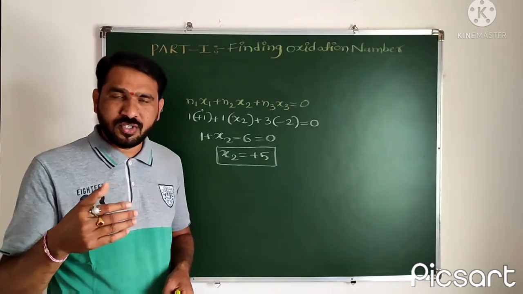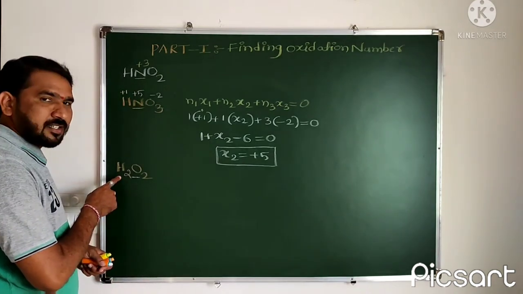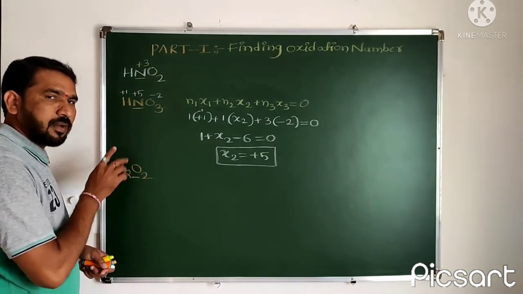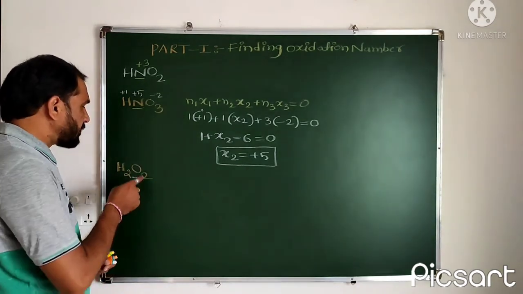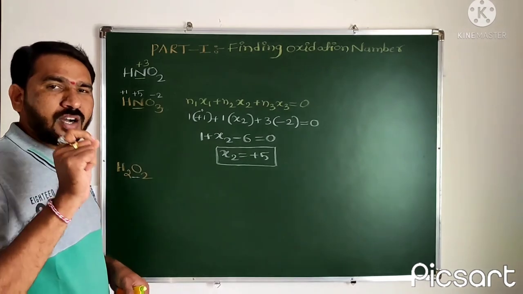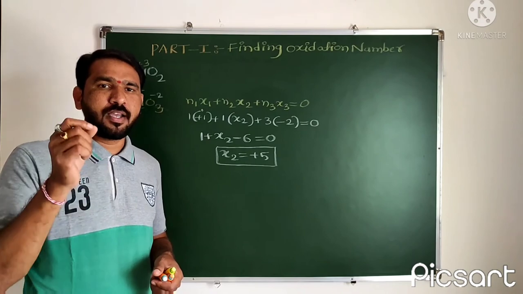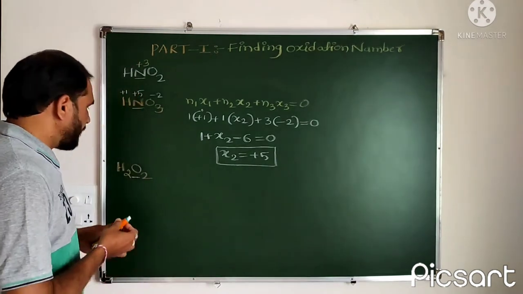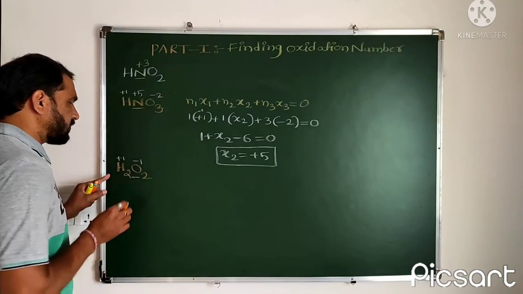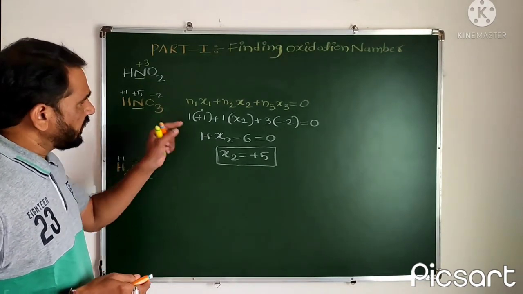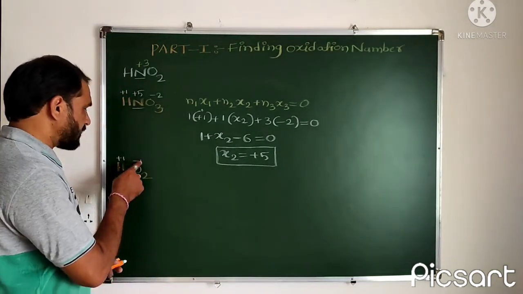It means number of negative charges is equal to number of positive charges. The number of positive charges we calculated already with respect to hydrogen, plus 2. It means the number of negative charges is also 2, minus 2. That minus 2 is shared by 2 oxygens, because in the molecule 2 oxygens are there. Each carries how much? Minus 1. So here oxygen shows minus 1 oxidation state, hydrogen shows plus 1 oxidation state. Then by using the formula also we will get the same answer, oxygen oxidation state minus 1.